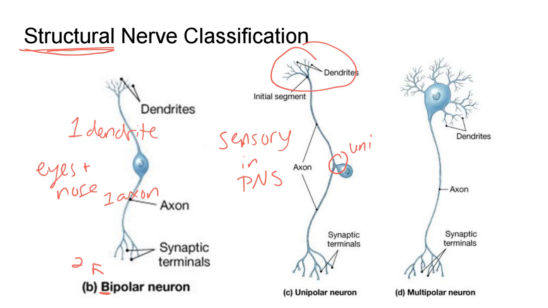Our last one is what we consider our more traditional neuron, right? Our multipolar. You'll see it's got multiple dendrites, but it only has one axon, but it has more than one dendrite, hence the multipolar instead of a bipolar. These are going to be all of your motor neurons, so those efferent neurons that are taking information away from the central nervous system. So all of our motor neurons, as well as those interneurons, or those neurons that are located between other neurons inside the CNS.